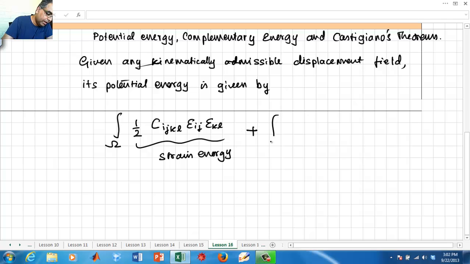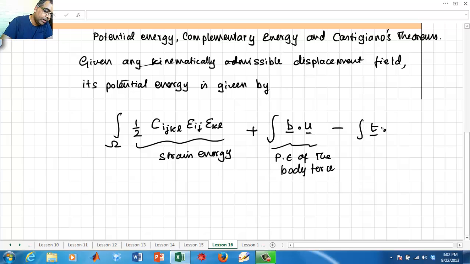plus integral B dot U. This is the potential energy of the body force, minus integral T dotted with U dA over the boundary d-omega-1. This is the potential energy of surface traction.